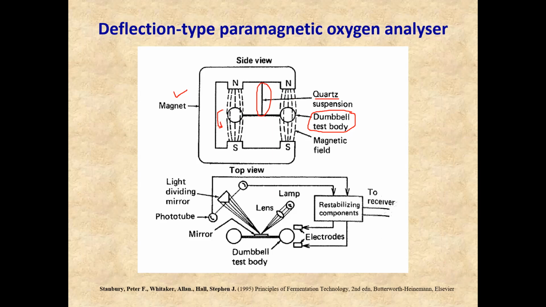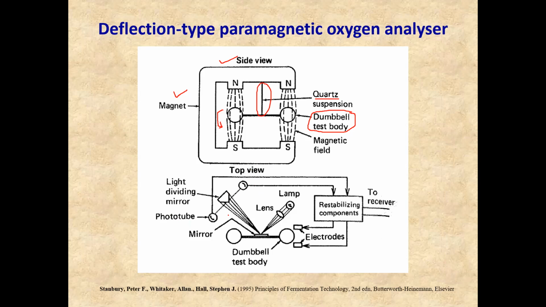A precision optical system, which you can see in the lower part of the diagram, consisting of a light source, a photodiode, and an amplifier circuit, is used to measure the degree of rotation of the dumbbell. This is actually the side view, one of the diagrams. And you can see the top view here, and you can see the light dividing mirror, a phototube, a lamp, lens.